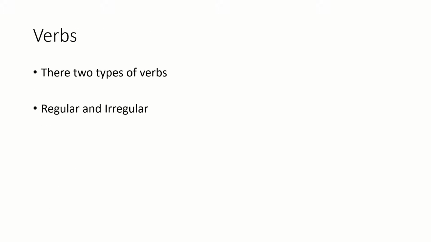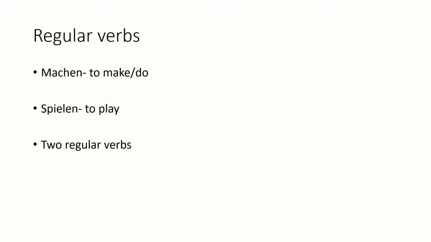Alright, so now for the second part of the sentence, which is the verb. In German, there are two types of verbs, regular verbs and irregular verbs. Today we'll be talking about regular verbs, and the two verbs I'll use in the examples are machen, which is to make or to do, and then spielen, which is to play. I'll just repeat the pronunciation. Machen and spielen.